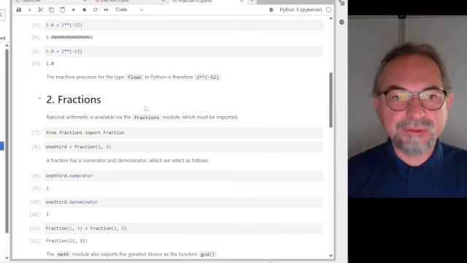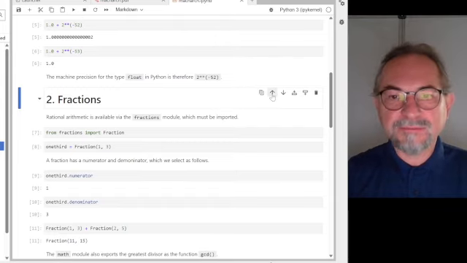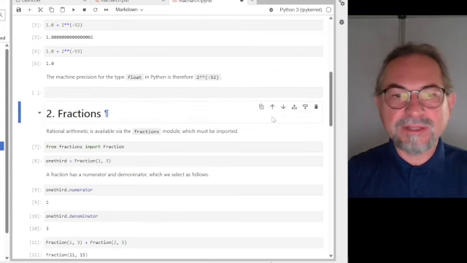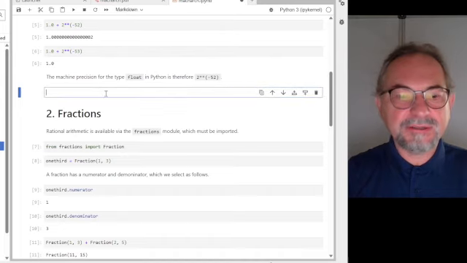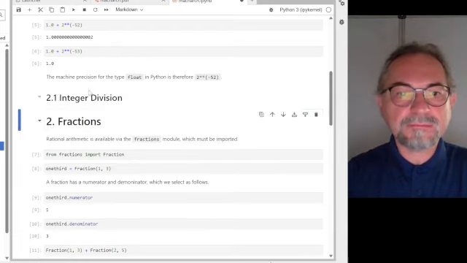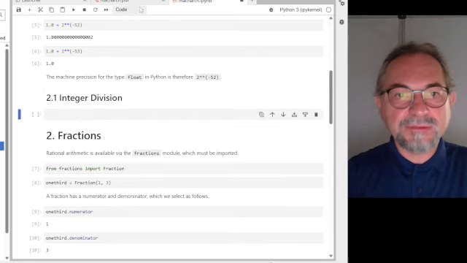So let me, as an interludium, insert a cell. So I will add a cell and I will move the cell up. So let me add a subsection here. So that could be another good way. So a subtitle. So this is a smaller subtitle. So the integer division. So let me document what I was about to say.